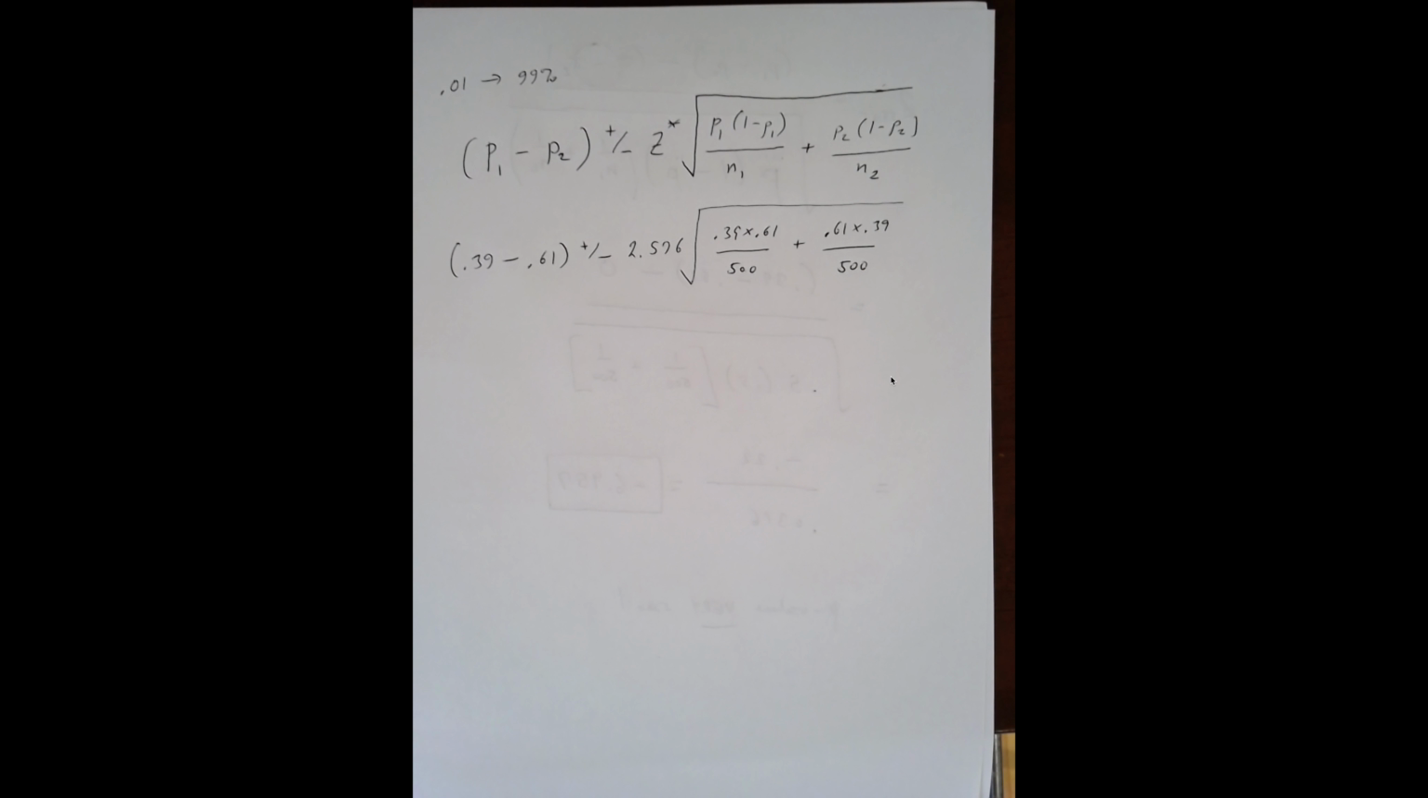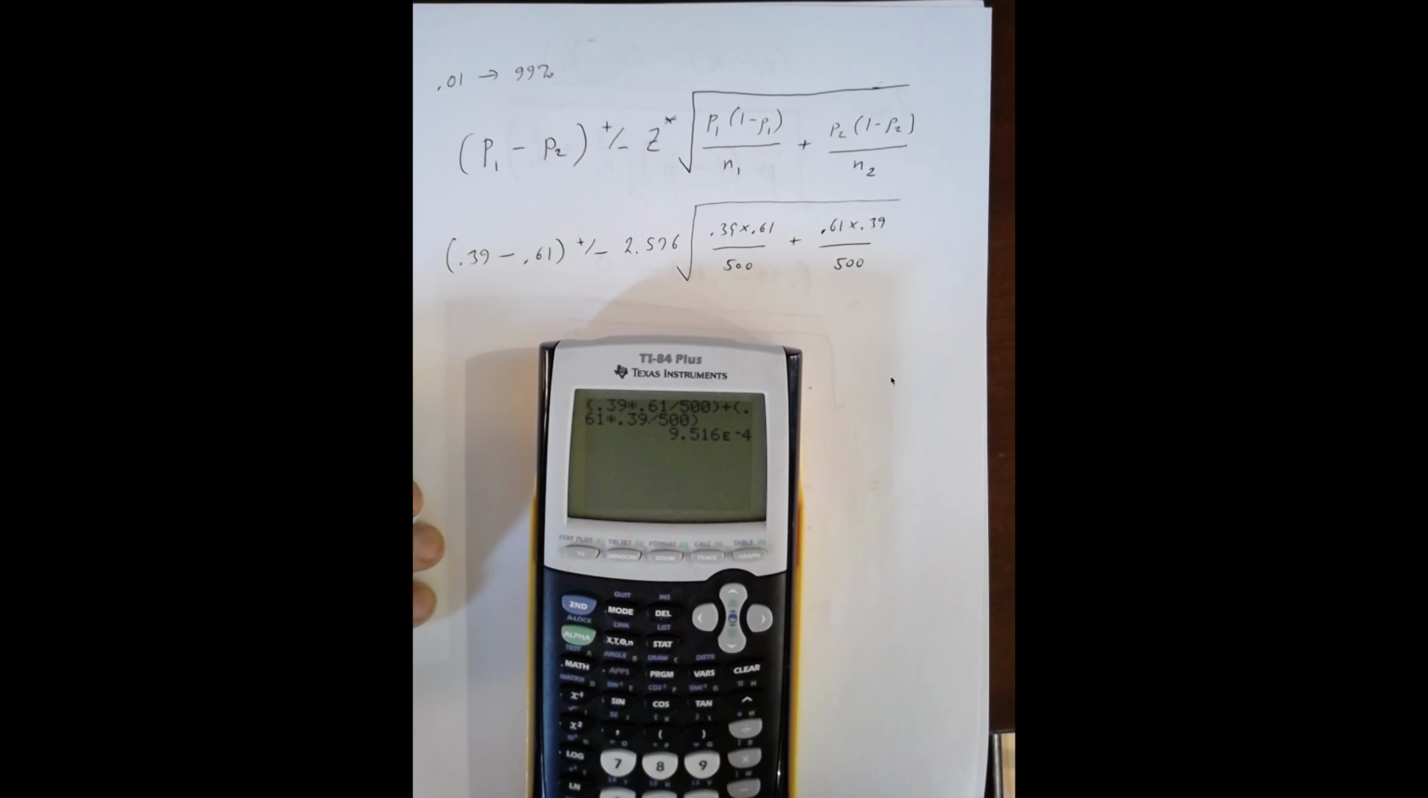All right, so I get that. That gives me everything under the square root. So then I would take the square root of that, and I would multiply by 2.576. Now, what I got there is everything to the right of the plus or minus. I'll show you what I'm going to do.